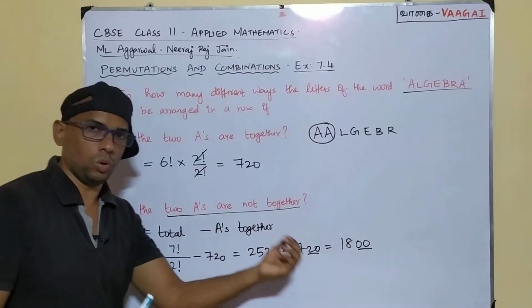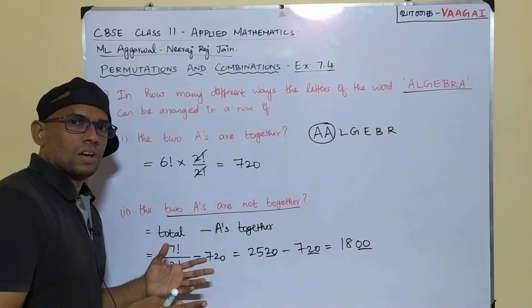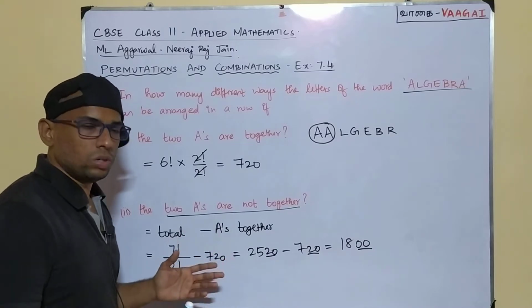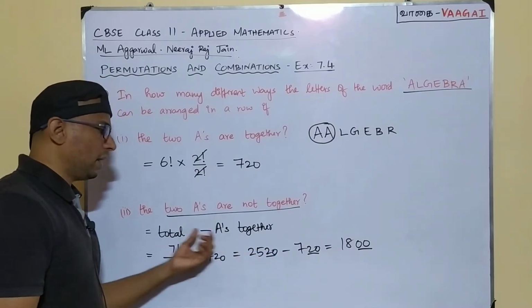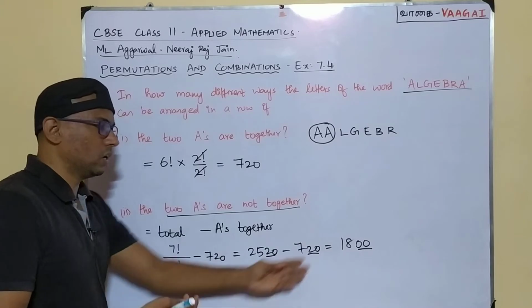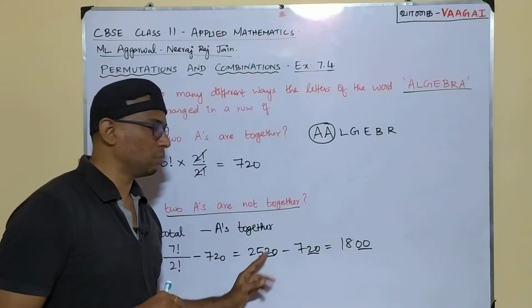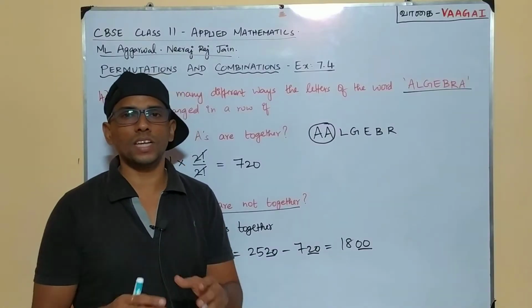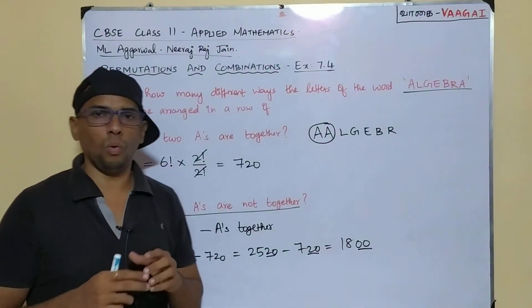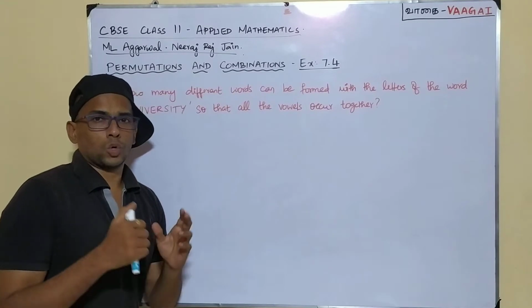Just because there are only two objects, we can definitely, without any restriction, without any doubts, use this approach: total minus A's are together, and that is what we are doing here to get the answer. So yes, first subdivision the answer is 720, and second subdivision the answer is 1800, and these are going to be the answers for question number 4. Yes, let us go to the next question.